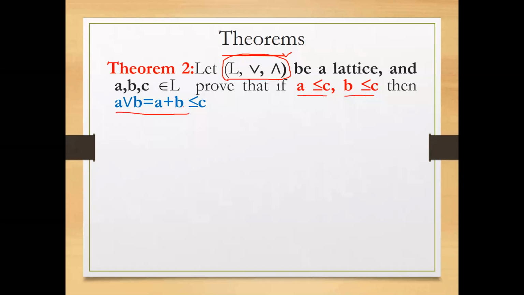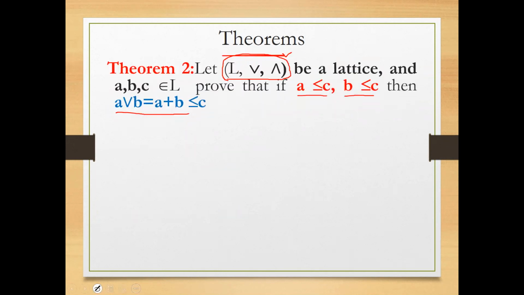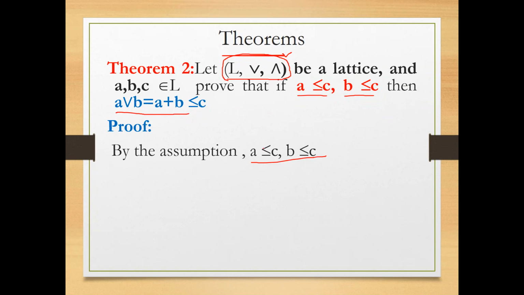A join B equal to A plus B is also less than or equal to C. We have to prove this thing. So how to prove it? Firstly, we are given A is less than or equal to C and B is less than or equal to C. Find out what is common between these two relations. The common is C, and the C occurs on the right hand side.